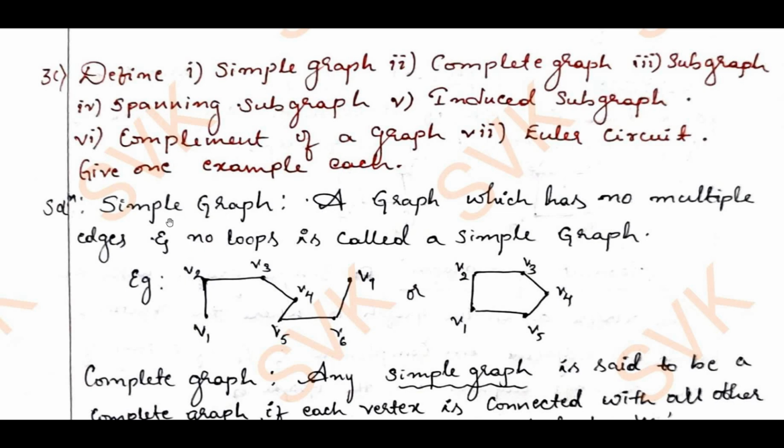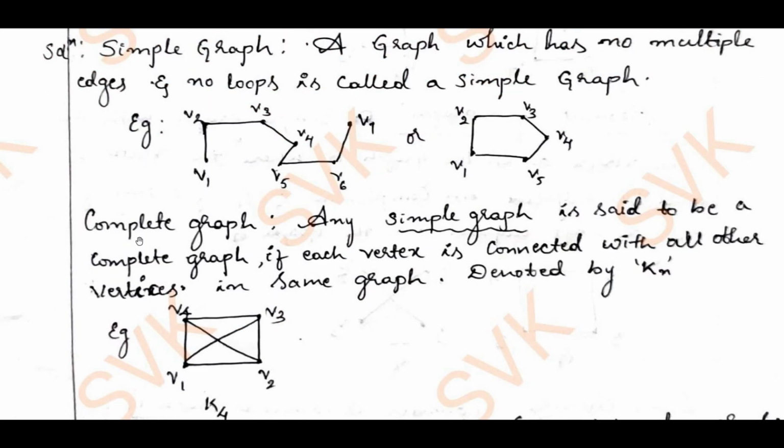So when we say that it is a simple graph, a graph which has no multiple edges and no loops is called a simple graph. So then the example is, this is the example I have taken. You can take this example or this example. I am going with the second one, since I am going with common types of graph: V1, V2, V3, V4, V5. So take this example. A graph should not contain any multiple edges and no loops, then it is called simple.